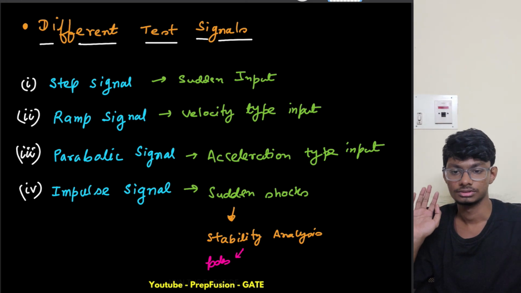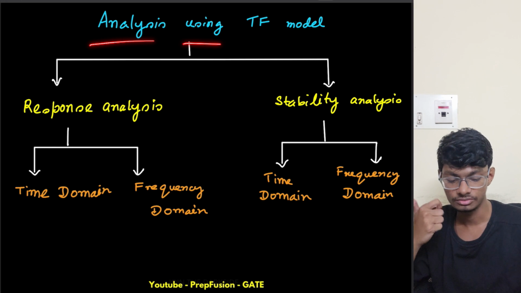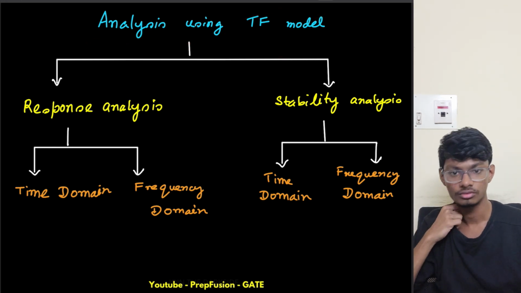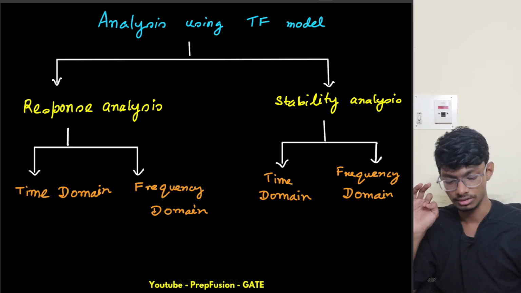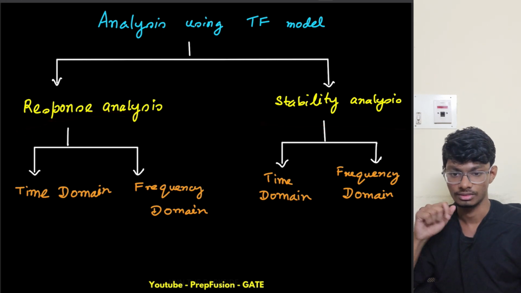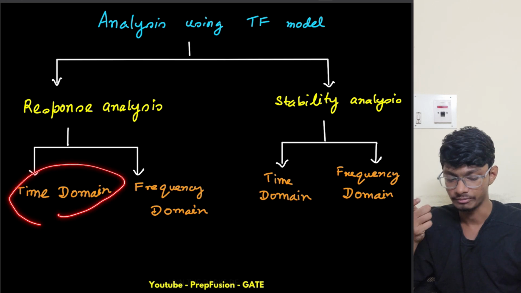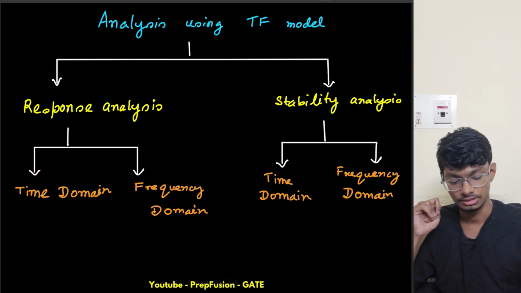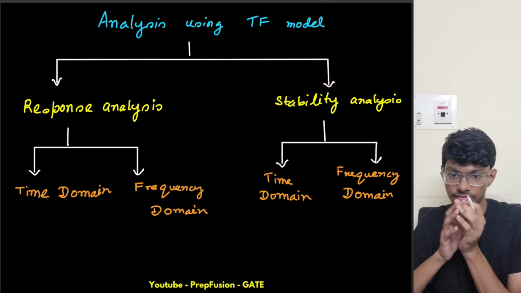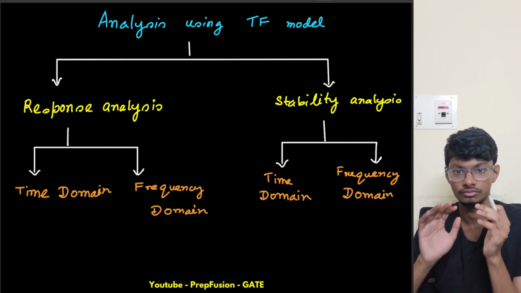Now I have got a bit of tables here. This is basically analysis using the transfer function model. Previously we were using the state space model. Now we'll use the transfer function model. In the transfer function model we have response analysis and stability analysis. Response we will analyze in two forms, time domain and frequency domain, and in stability we'll also analyze time domain and frequency domain. Stability is different. We just want to analyze whether for a bounded input our output is also bounded or not.